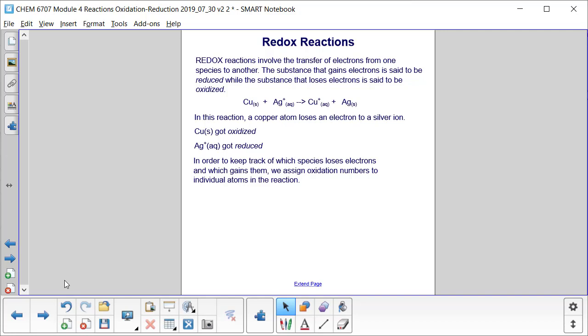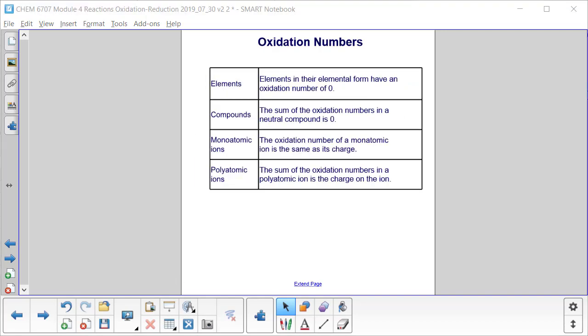It loses the electron to the silver ion, which becomes then silver metal. The silver gains the electron, meaning that the silver plus ion got reduced. In order to keep track of which species loses electrons and which gains them, we assign oxidation numbers to individual atoms in the reaction. Here's a summary of how we might assign oxidation numbers.